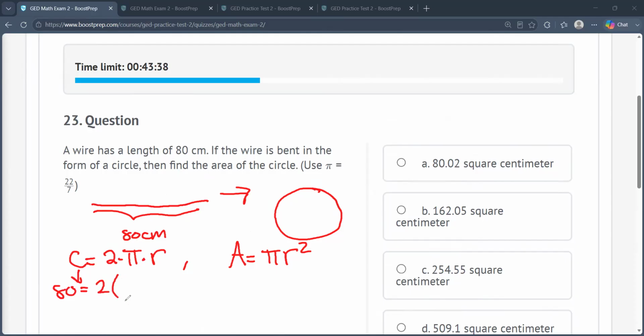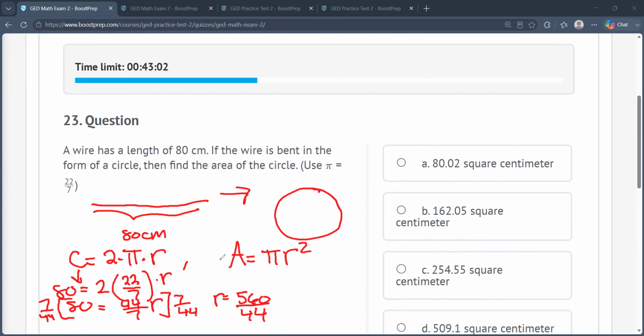And then it's 2 times pi, but they said don't use pi as pi. They say replace it with 22 over 7, times r. So what's 2 times 22 over 7? That is 44 over 7 times r, and then you have 80. And then solve for r by getting rid of this 44 over 7 by multiplying by 7 over 44. And when you do, you get r equals 560 over 44. Okay, so that's my radius.